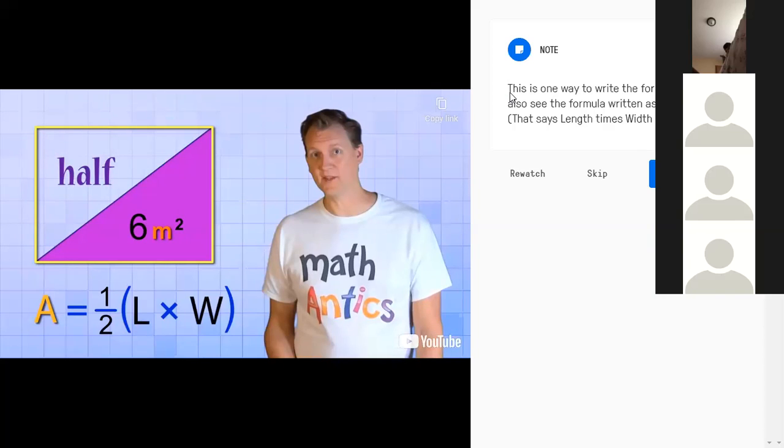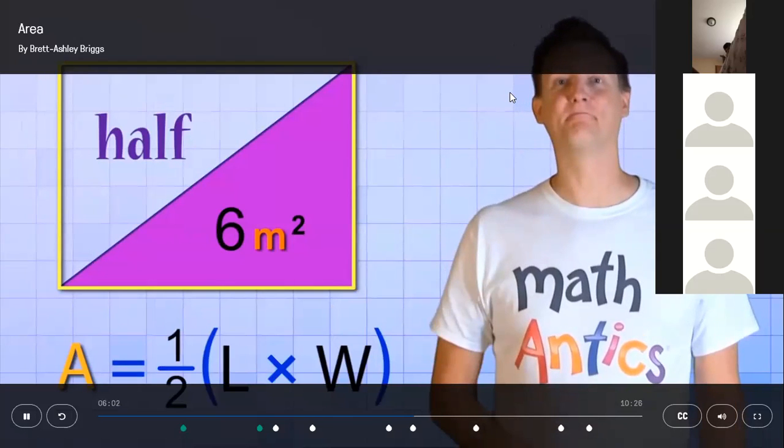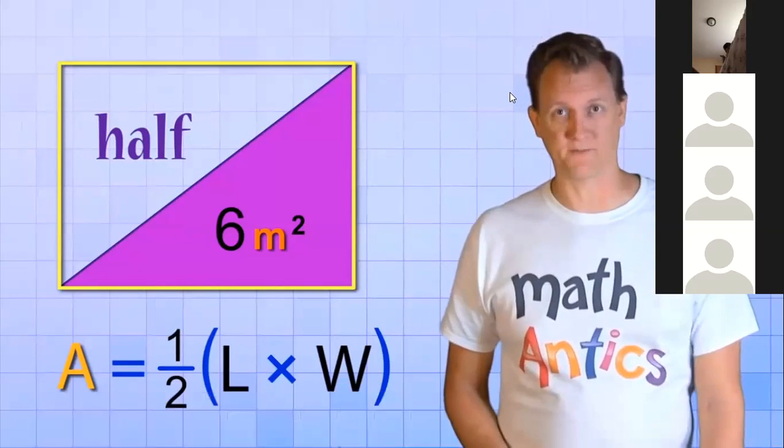This is a note. This is one way to write the formula. You may also see the formula written as length times width divided by 2. So basically you can do length times width divided by 2 or length times width times half. Both of those are the correct answer. So if you ever were typing it out and wrote divided by 2 or times half, both of them are right. Yep, that's basically it, but with one important difference.